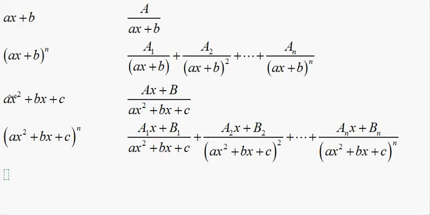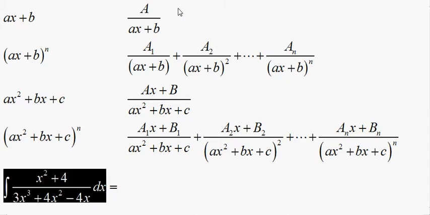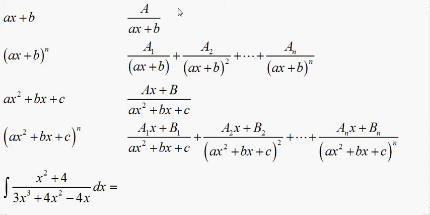Alright, so let's see. We've got the integral, let's write this down, of x squared plus 4 over 3x cubed plus 4x squared minus 4x dx. Okay. Now, what do we do here? Remember, we want to factor the denominator.